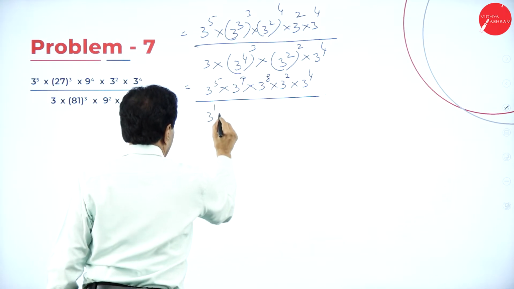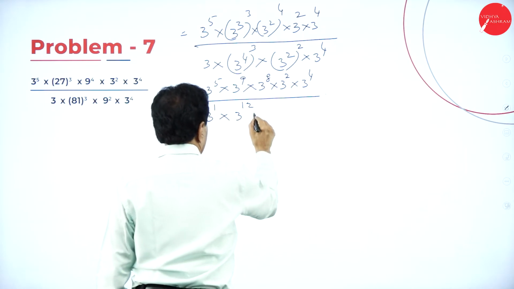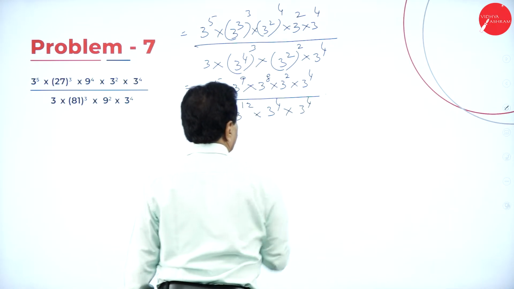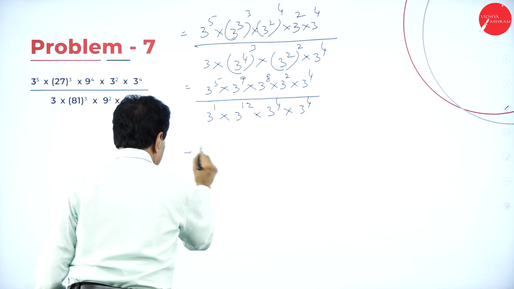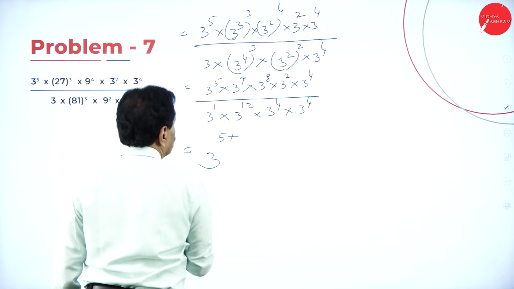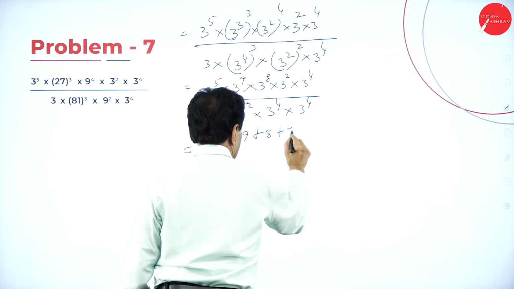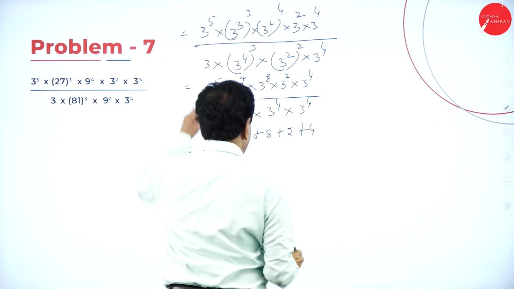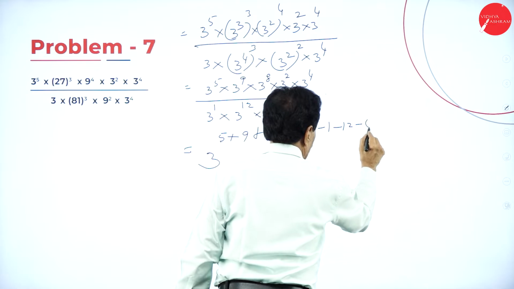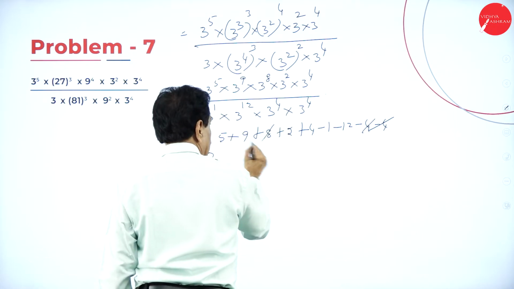3 to the power of 1, 3 to the power of 12, 3 to the power of 4 into 3 to the power of 4. So 3 is common, go with 3. First is 5 plus 9 plus 8 plus 2 plus 4. If it is in minus 1, minus 12, minus 4, minus 4. So minus 4 plus 8 cancelled out.